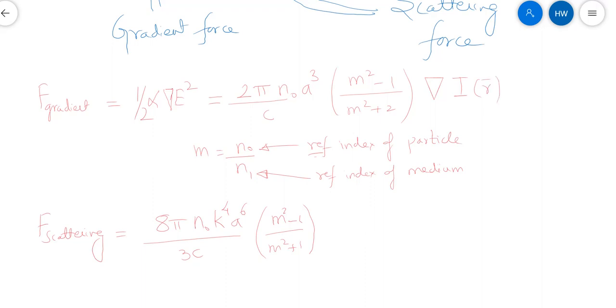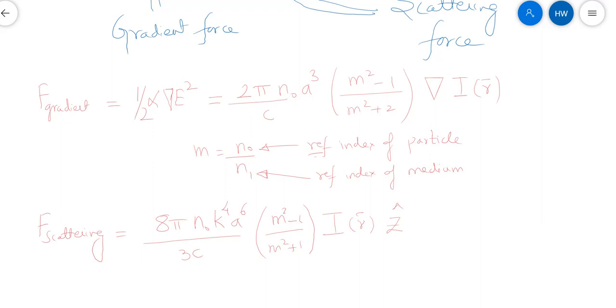On the other hand, remember that this M is a ratio between the refractive indices of the particle and the medium. A is the size of the particle, and N naught is the refractive index of the particle, N1 being the refractive index of the medium. And in the scattering force, what you get is K, which is 2 pi over lambda of the incoming beam, and this is related to the intensity itself along the direction of propagation of light. So these are the two forces that one can basically get.